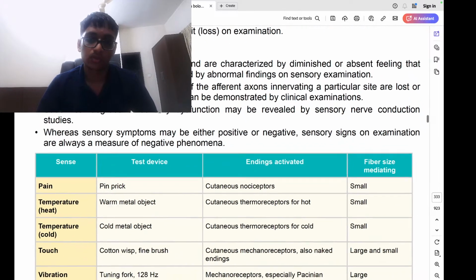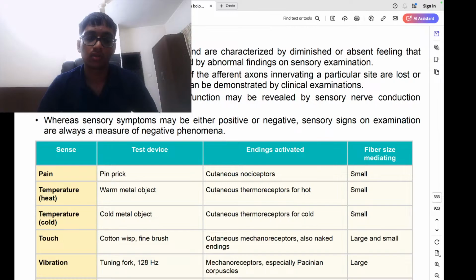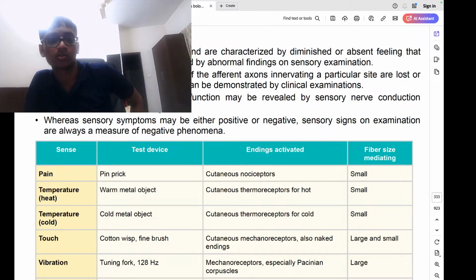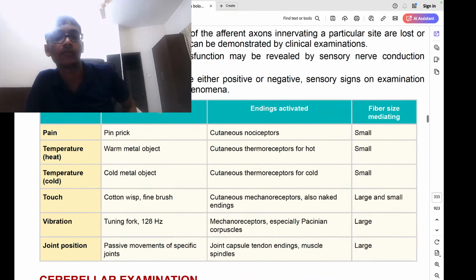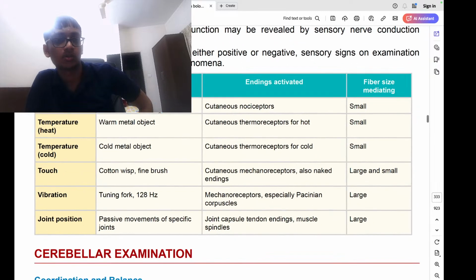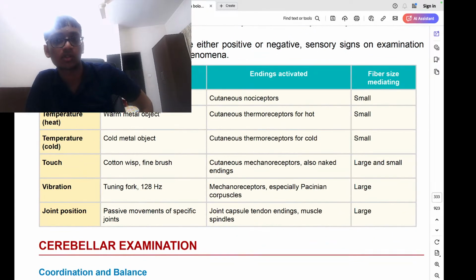At least one of the afferent axons innervating a particular site must be lost or functionless before a sensory deficit can be demonstrated by clinical examination. Clinical degrees of sensory dysfunction may be revealed by sensory nerve conduction studies, whereas sensory symptoms may be either positive or negative. Sensory signs on examination are always measured as negative phenomena.